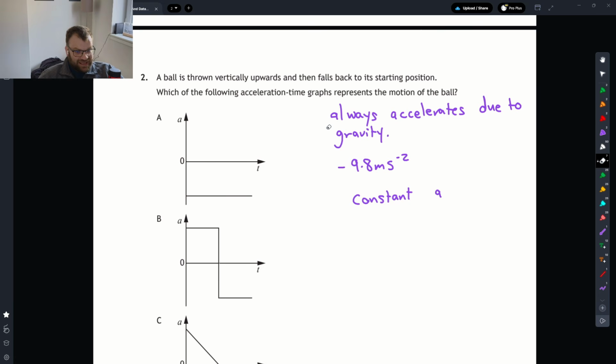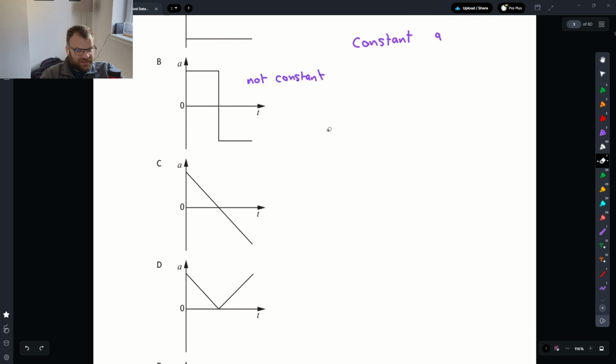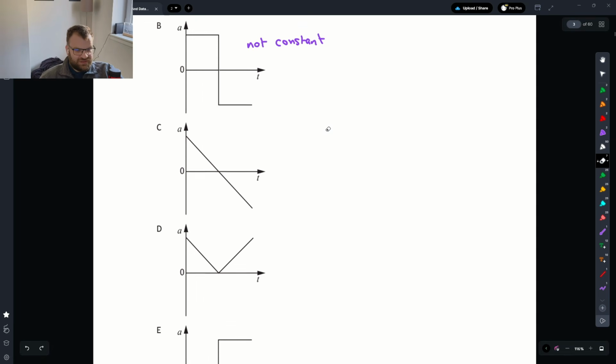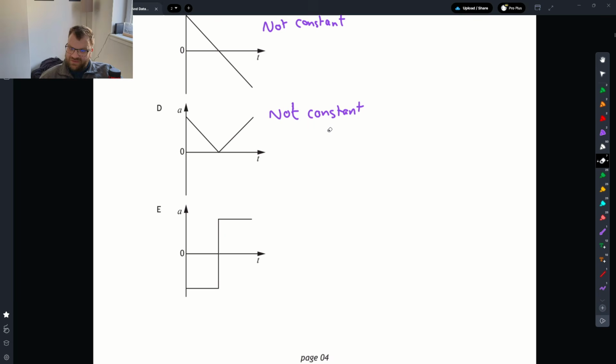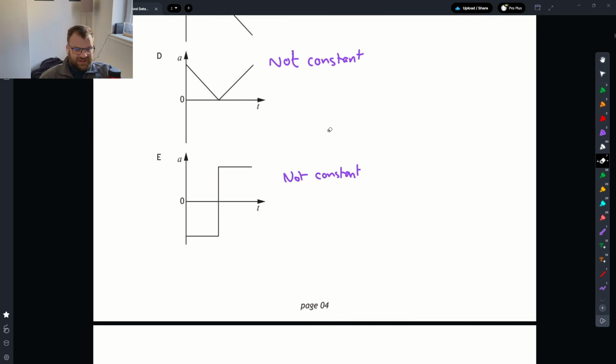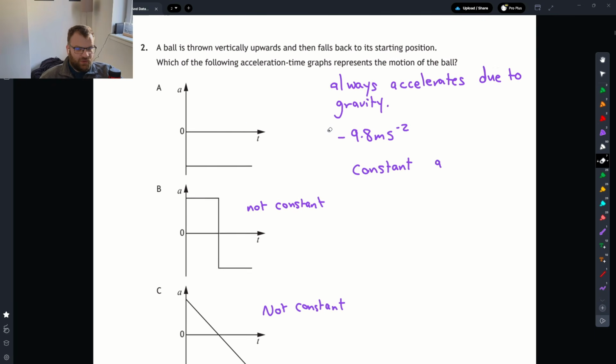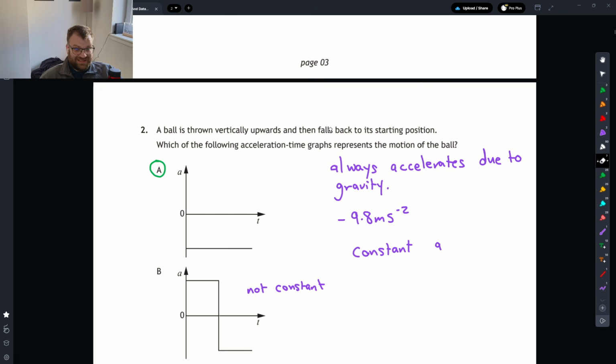If we look at A, we do have constant acceleration. So when we look at B, there is not constant acceleration. In C, still not constant. In D, not constant. And E, it's not constant, it is changing. The only one that has constant acceleration that I can see is A, and it is also negative acceleration.